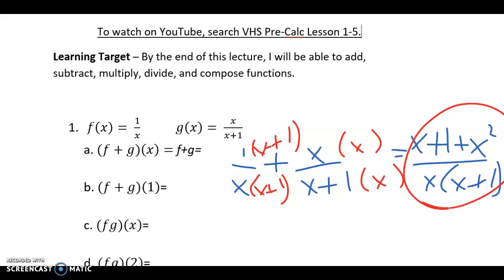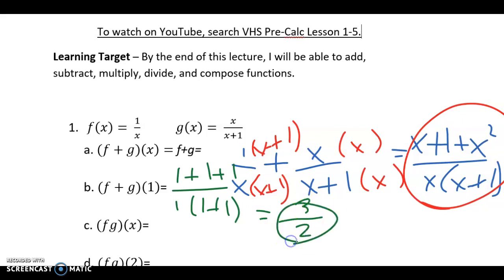Okay, so for part B, where it says f plus g of 1, we can do one of two things. We just found f plus g of x over here circled in red, so we can simply plug 1 in for x, since we already have that result. If we plug in 1 for x, we get 1 plus 1 plus 1 squared, which is 1, all over 1 times 1 plus 1. There's just a lot of 1's going on there. If we do all of that, we end up with 3 on the top, 2 on the bottom. So 3/2 is our final answer, or 1.5.